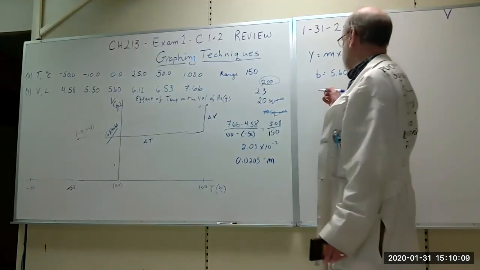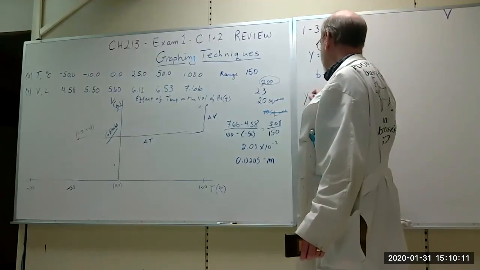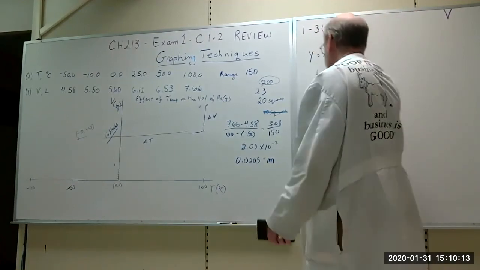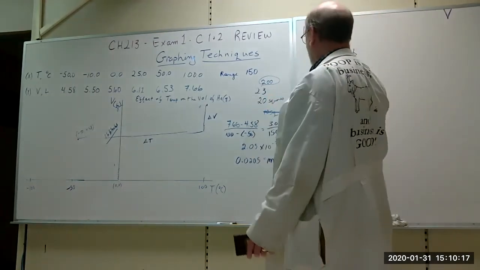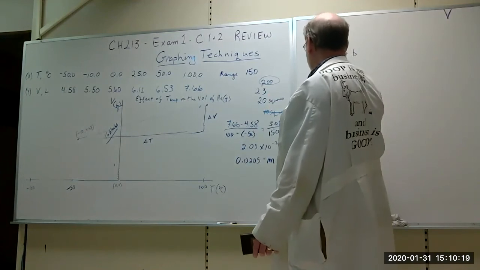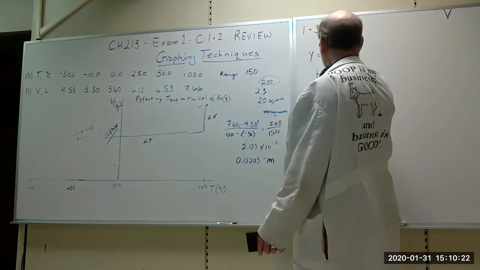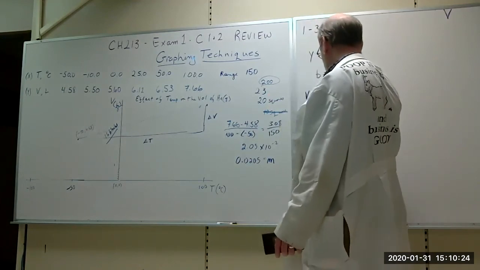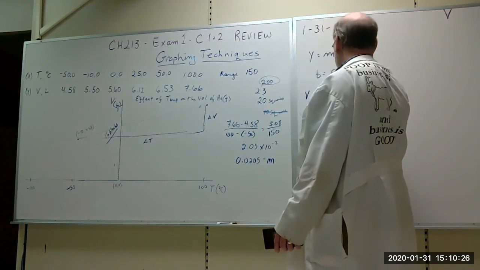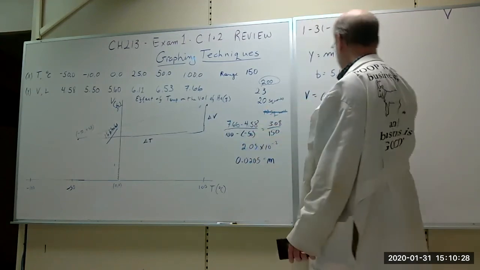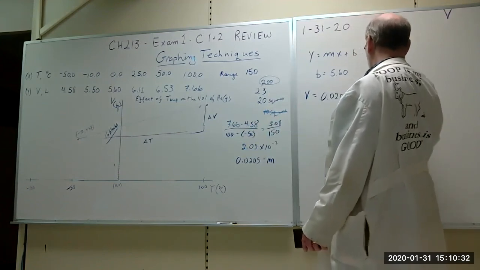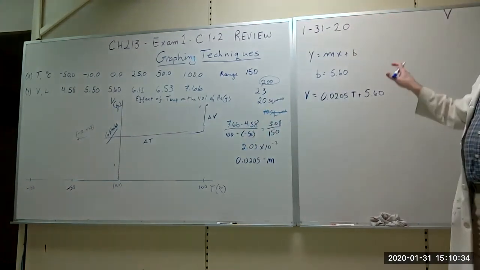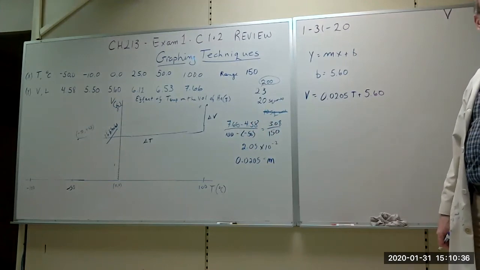And then the expression of the equation is y, well, actually, let's use the variables that are actually given. So y is V, volume, equals M, 0.0205, times X, which is temperature, plus 5.60. So that's your equation for the line.